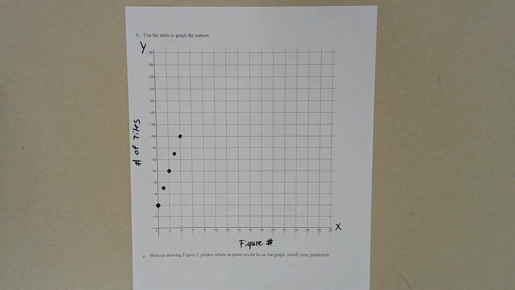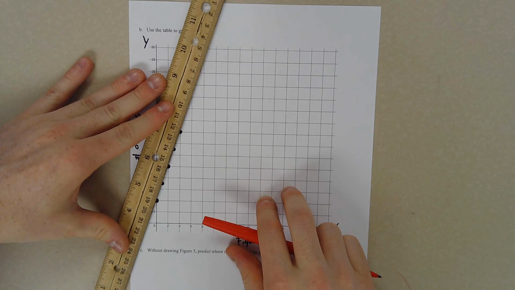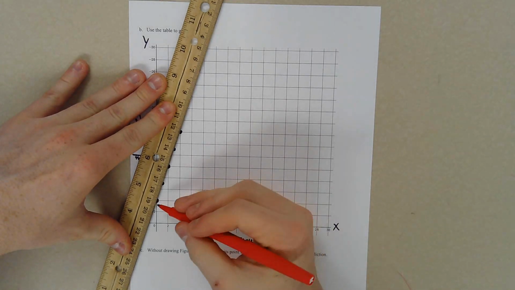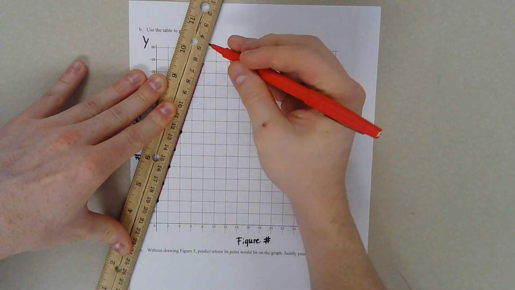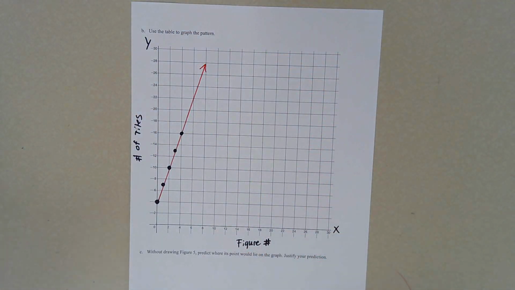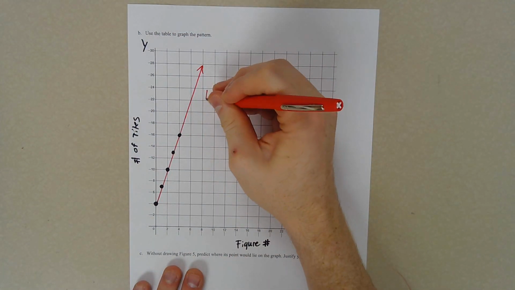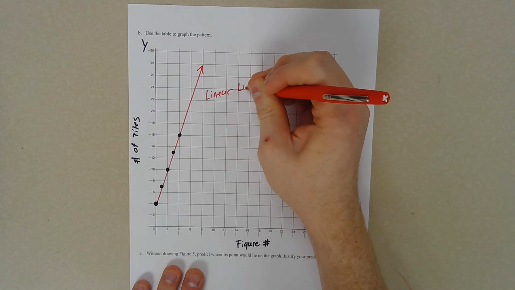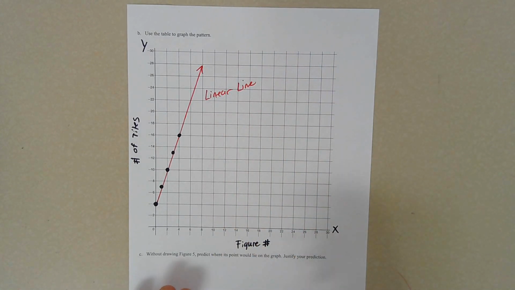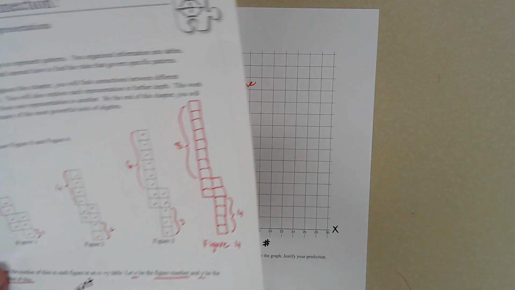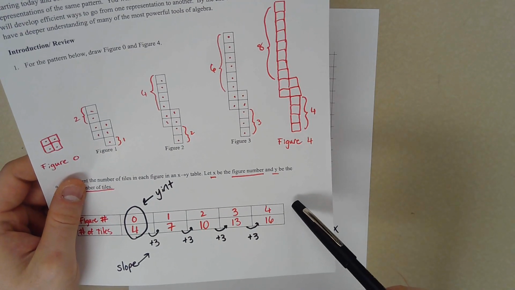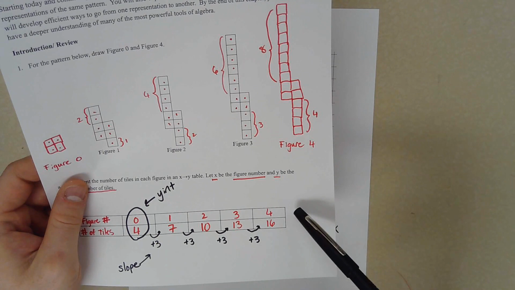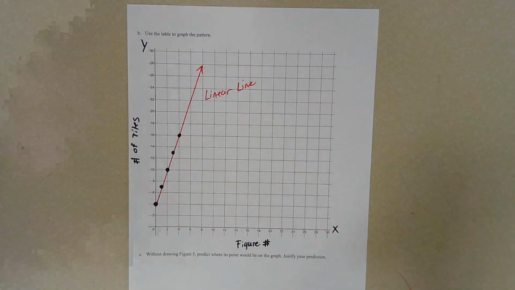Now, what you should do is get a ruler, and we're going to connect the dots here. By now in class, guys, we should know that this line is linear. And we know that it is linear because it is a straight line. Now these linear lines can be used to make predictions. For example, if we wanted to predict, without adding it to the table, what number 5 would be at. Now, all of us know that the fifth figure would have 19 tiles on it.